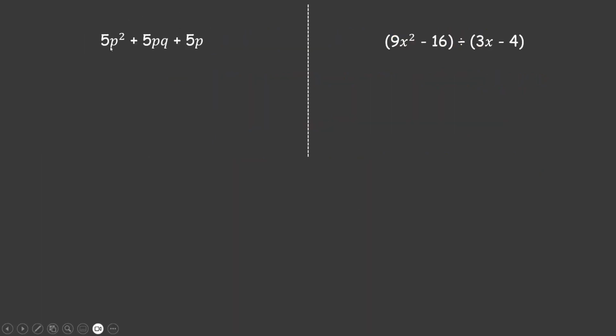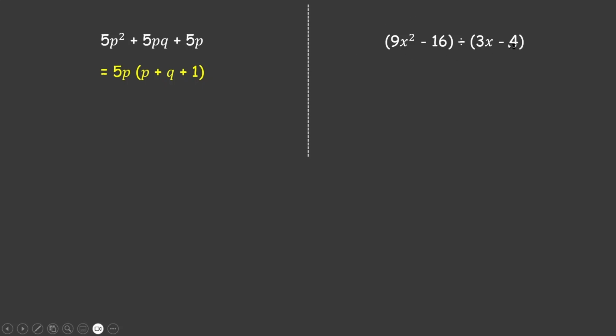If we look at this expression and if we try to factorize it, we'll see that all of these terms have 5p as common. So if we take 5p as common, this is 5 into p into p, so we are just left with p. This is 5 into p into q. If we take 5p as common, we get q. And if we take 5p as common from this term, we're just left with 1.